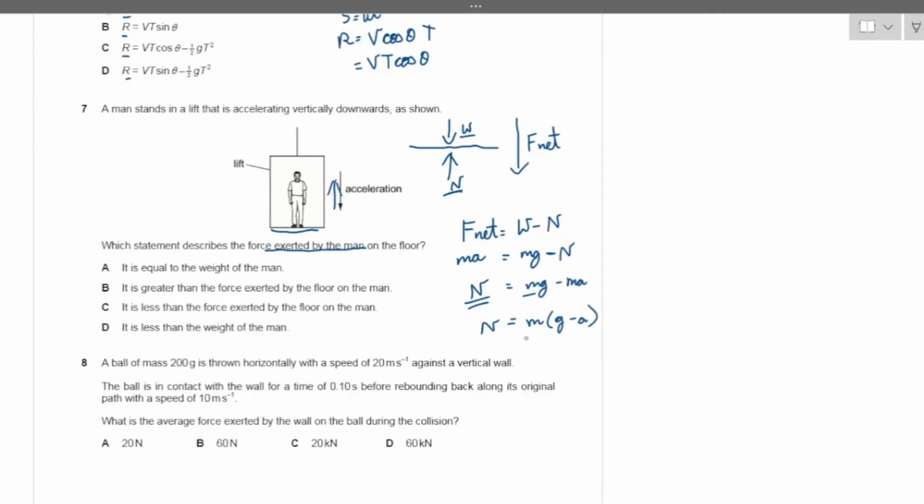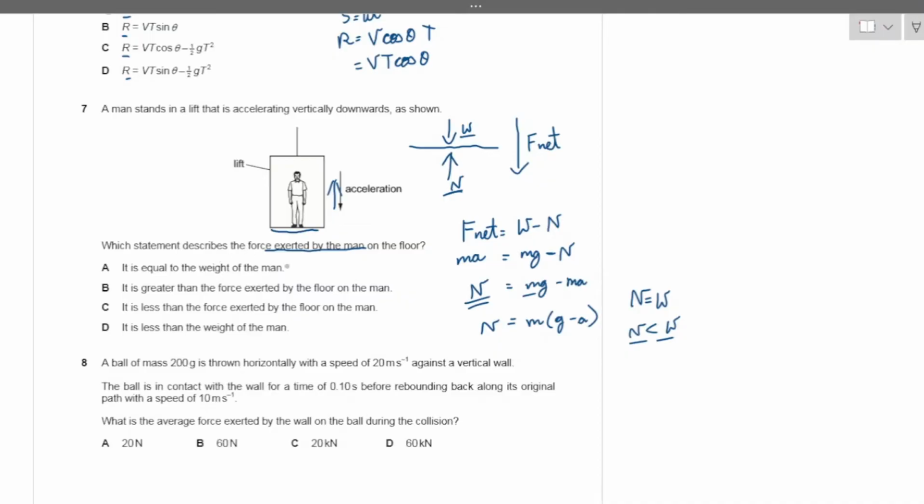And over here, it is clear that there is some acceleration. If acceleration is zero, the normal force would equal weight. But in this case, acceleration is there. That means it would subtract from g. Suppose g is 9.81 and a is, suppose, 9. Subtract it, you get m into 0.81, which means this normal force has decreased a lot from the weight. And therefore, we can say that the normal force will be lesser than the weight. And hence, we can say that the force exerted by the man on the floor will be lesser than the weight. Now we can go to the options.